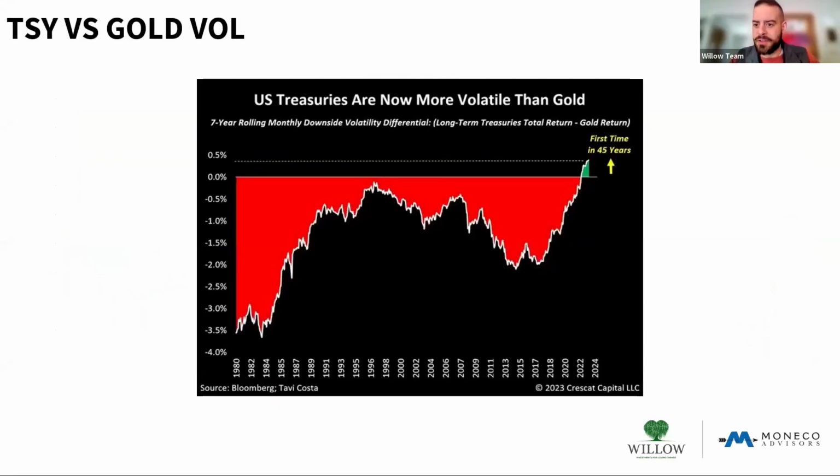Through this chart in there, I thought this was highly interesting. It was just comparing long-term treasuries total return subtracted from the total return of gold. And for what, 40 years or so, it's been negative. And for the first time in 45 years, it's just moved positive, saying that treasuries, US Treasury bonds, are now more volatile than gold.